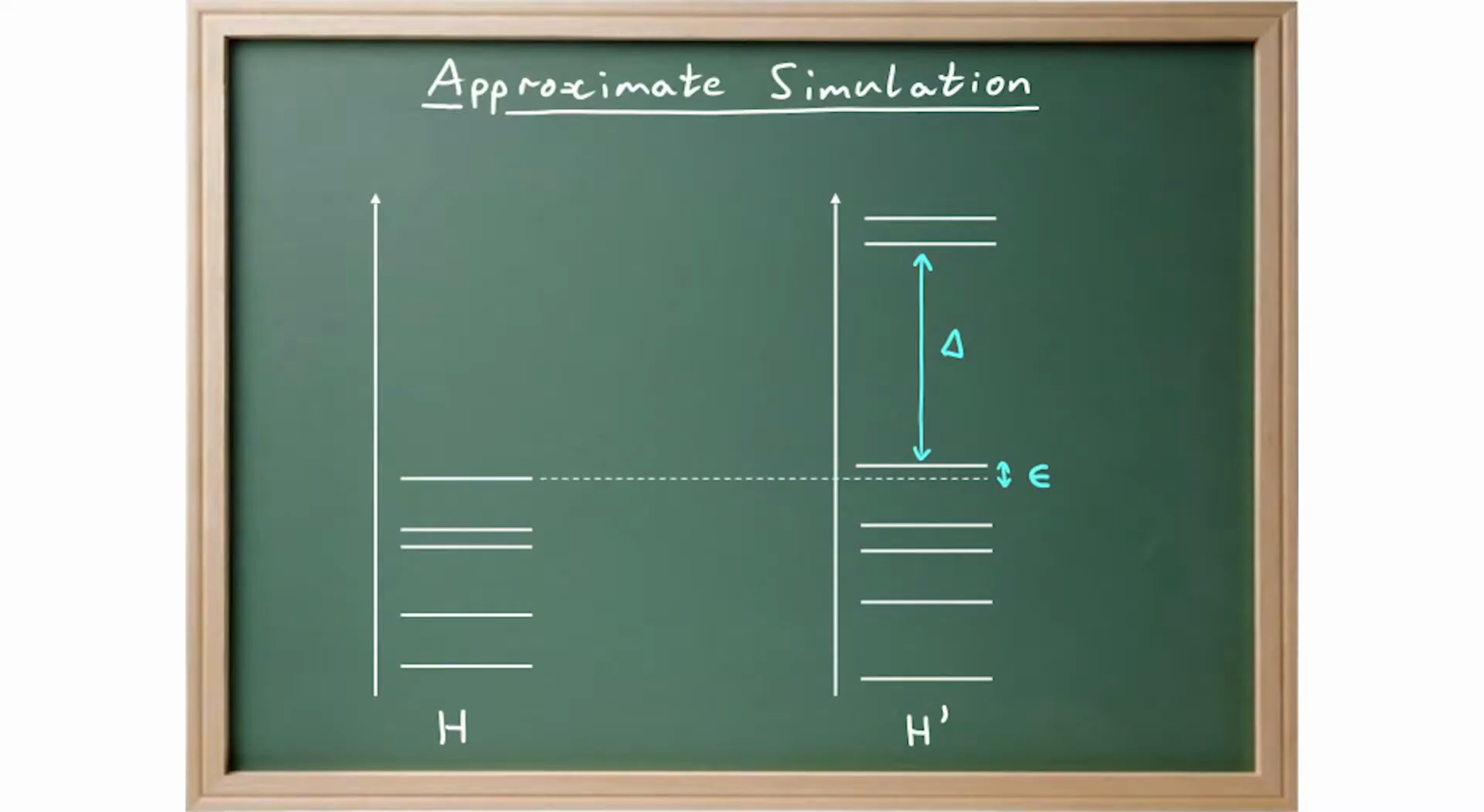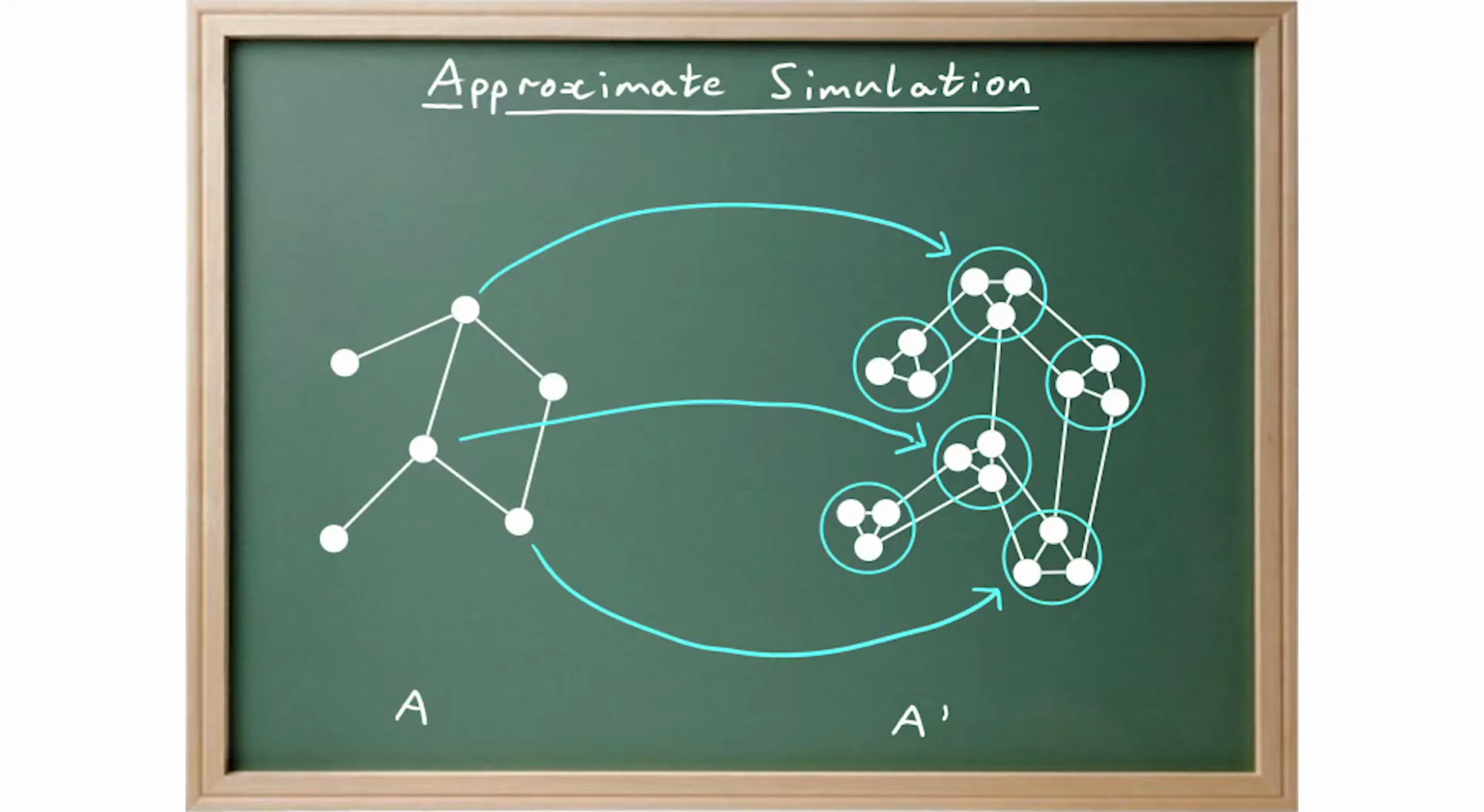This is a bit hard to unpack, but let me show you what it means in pictures. This means that the spectrum of my simulator looks like the spectrum of my original Hamiltonian up to epsilons, and then there's a big delta, a big gap, and then there might be some junk at very high energies. I've also required locality to be preserved here. So local observables on the original system map to observables on some small subset of particles, some constant size set of particles on the simulator.